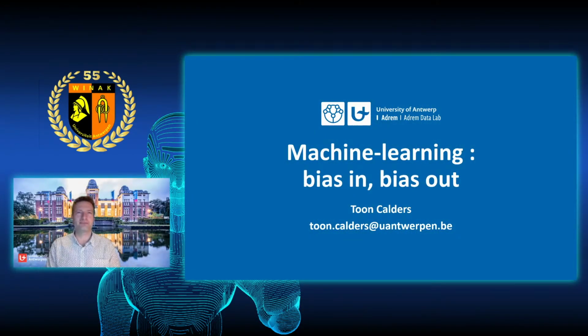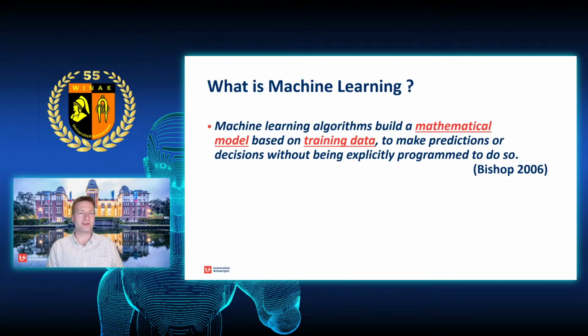So today is about algorithms and whether algorithms can discriminate. The title of my talk is Machine Learning Bias In, Bias Out. This already gives something away. But before we get started, let's first define what machine learning is. Machine learning algorithms build a mathematical model based on training data to make predictions or decisions without being explicitly programmed to do so.